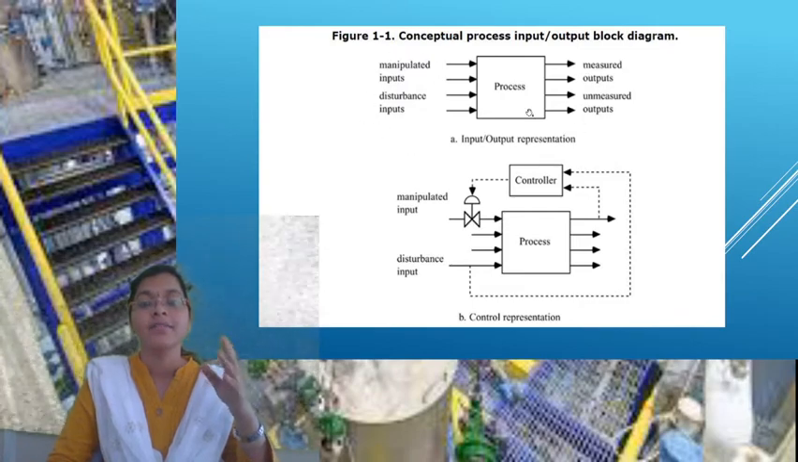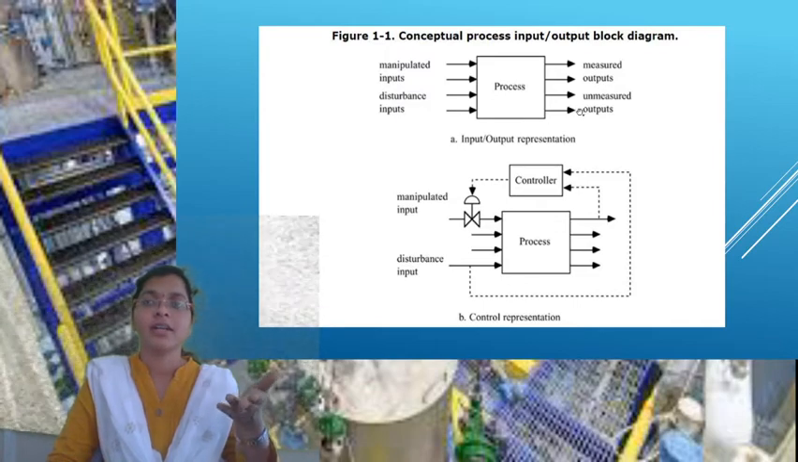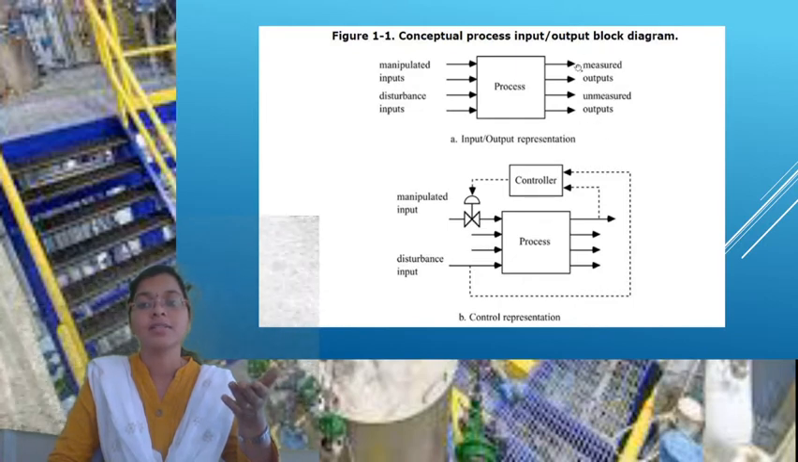And here we are measuring different parameters, and we are not measuring other parameters also. So measured and unmeasured ones are called outputs. Those all combined together are called output variables.